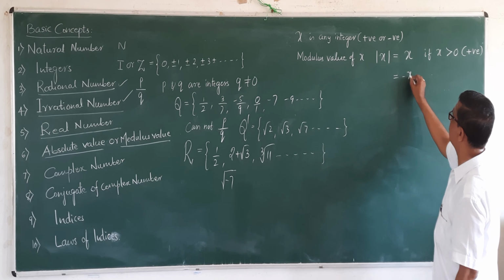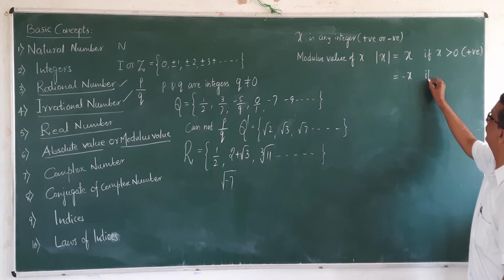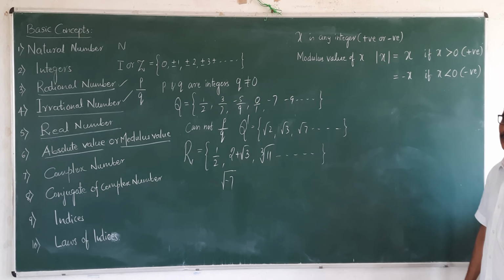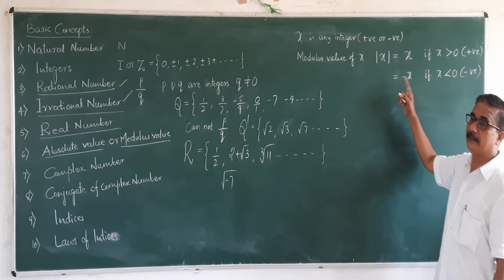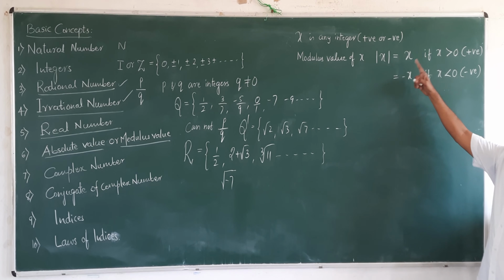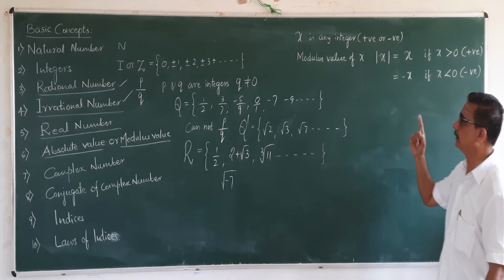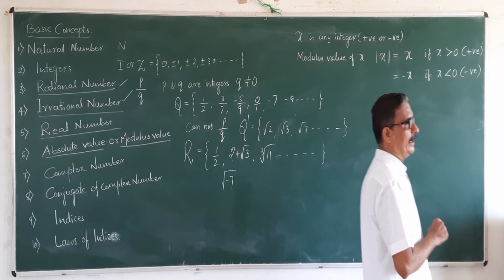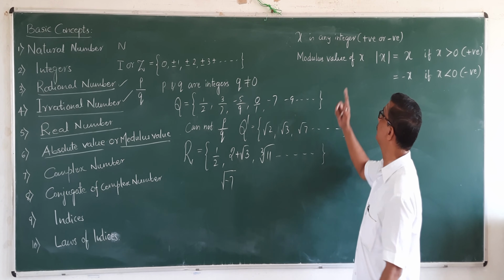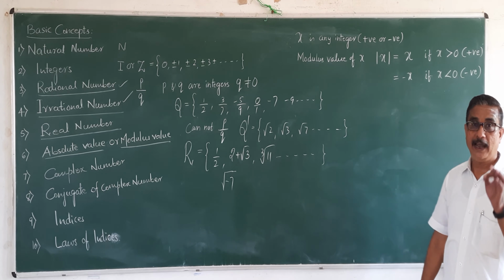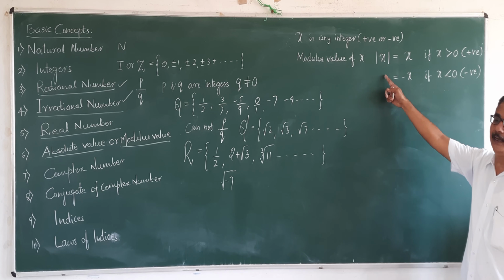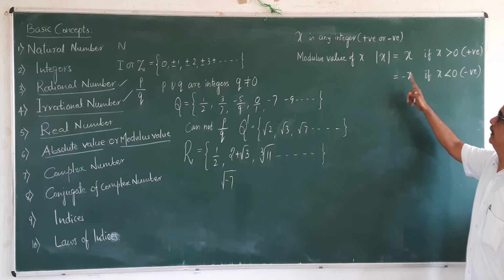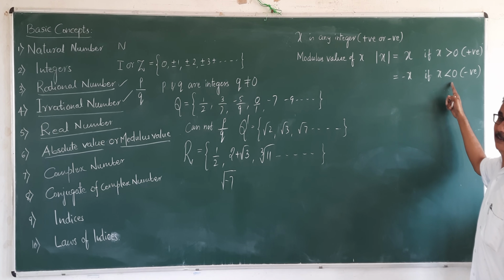When does it become minus x? If x is less than 0, a negative value. If the x value is negative, its value is minus x. If it is positive, its value is positive. So remember, the modulus value of x or absolute value of x is denoted by mod x, and is defined as mod x is equal to x itself if x is a positive value, and minus x if x is a negative value.